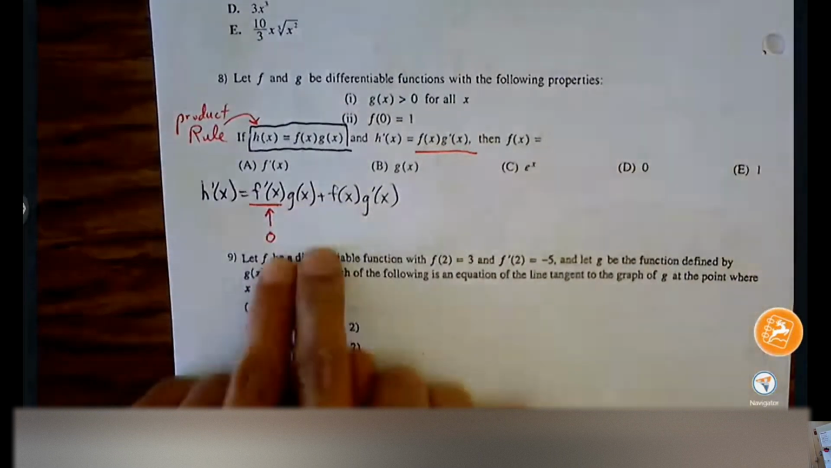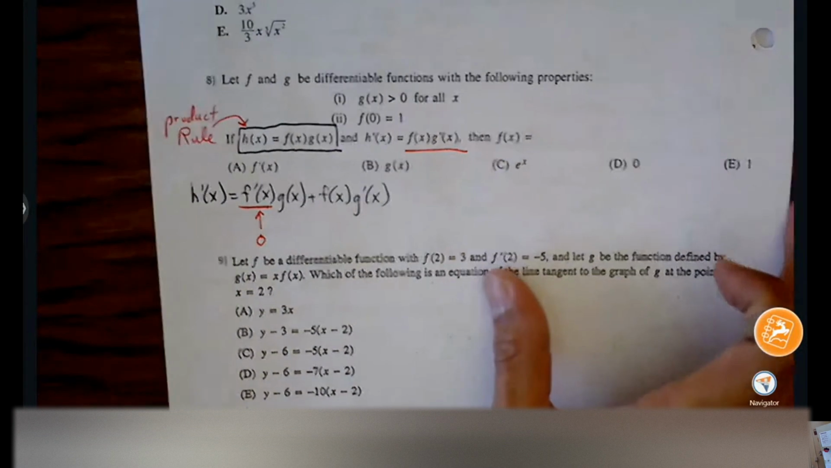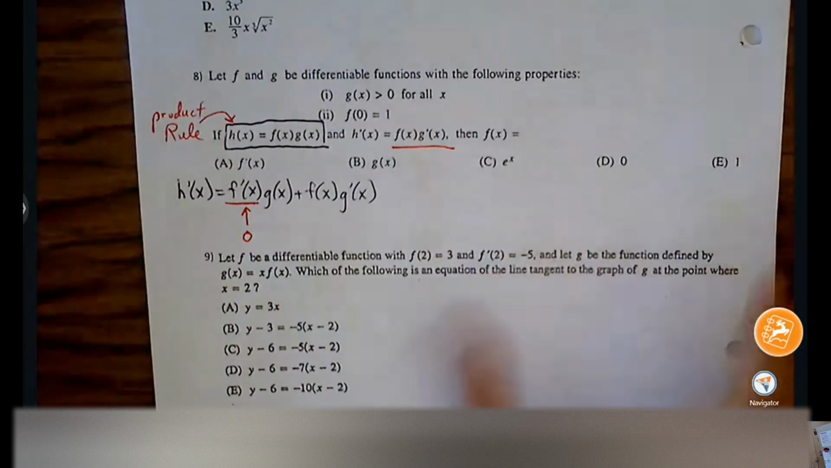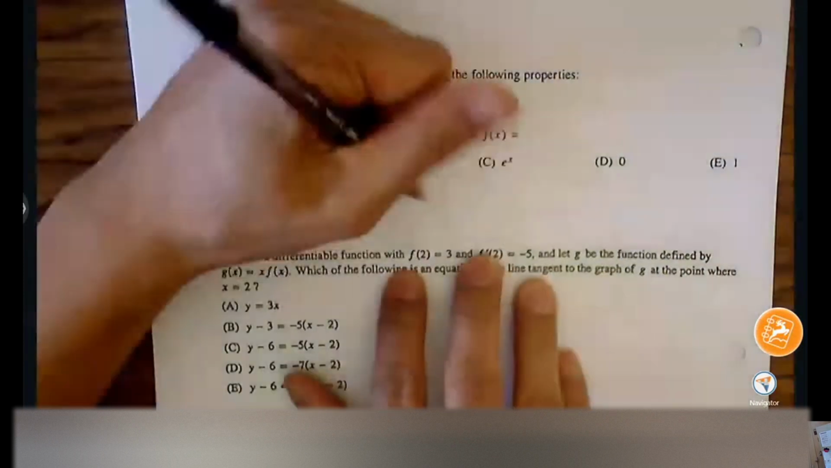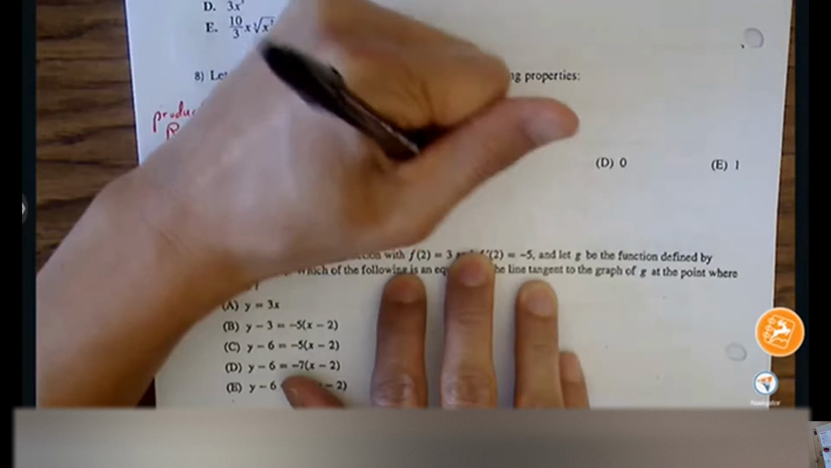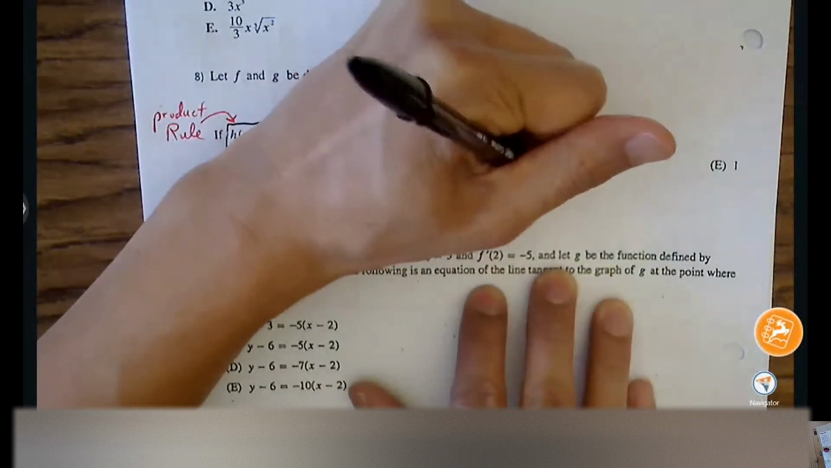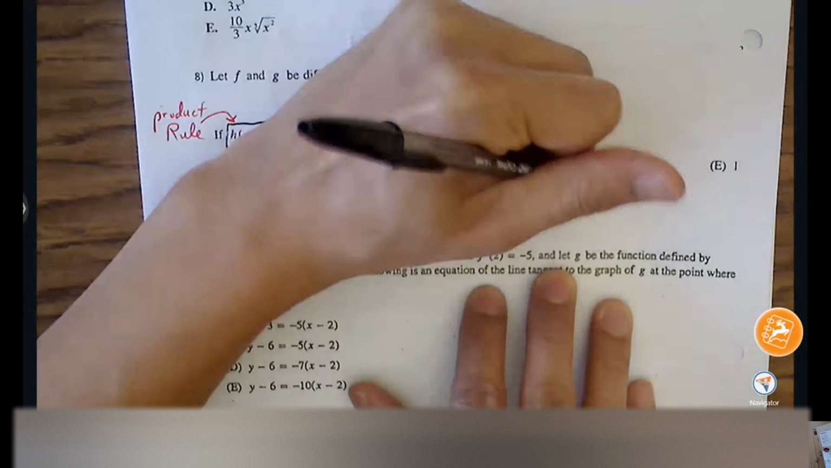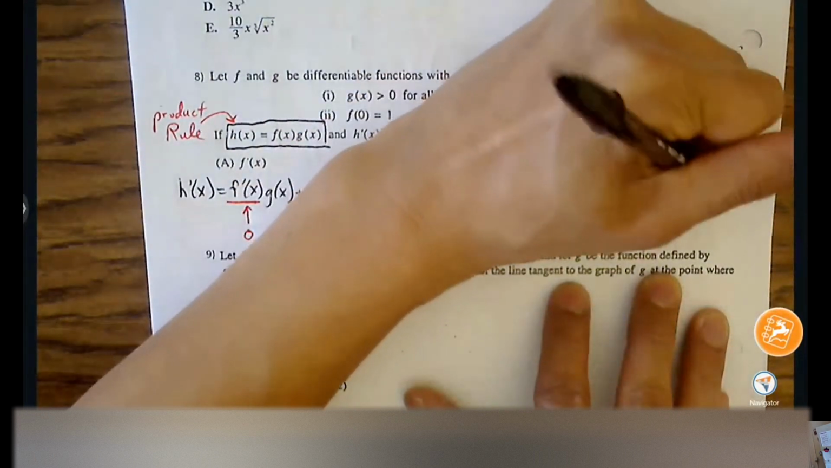It says, if f prime is 0, that means f of x must be a what? A single number. Yeah, it has to be constant, right? Only a constant is going to produce a derivative of 0. So right now, you know that f of x must be a constant since f prime of x is equal to 0.